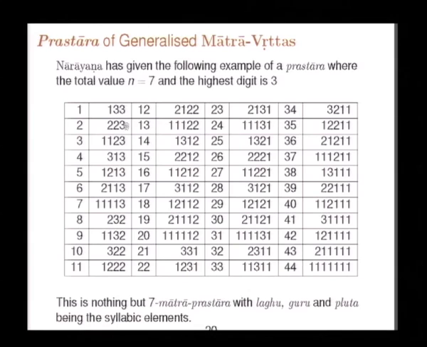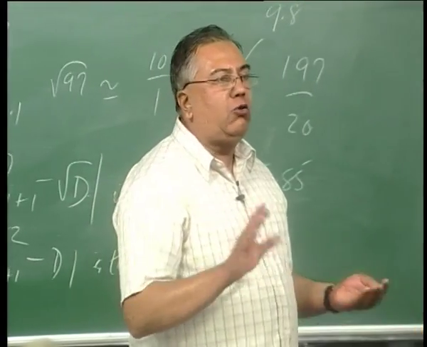Like that you go on, you will see that you have about 7 such rows which have 3 as the last entry, that is followed by about 13 rows which have 2 as the last entry, that is followed by the rest of the rows which is about 22 plus 2, 24 rows which have 1 as the last entry. So, this is the Prastara. This is actually 7 Matra Vritta Prastara with Lagu, Guru, Pluta.